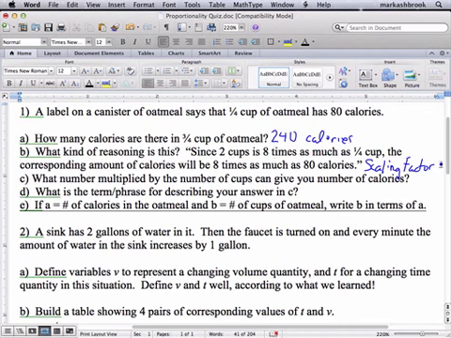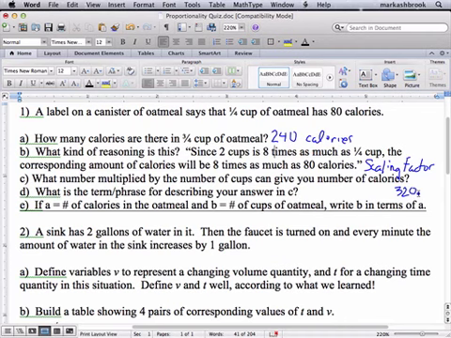What number multiplied by the number of cups gives you the number of calories? So what do I need to multiply the cups by, any amount of cups, to get the number of calories? 320. He wants 320. That's it. 320. 1 point.